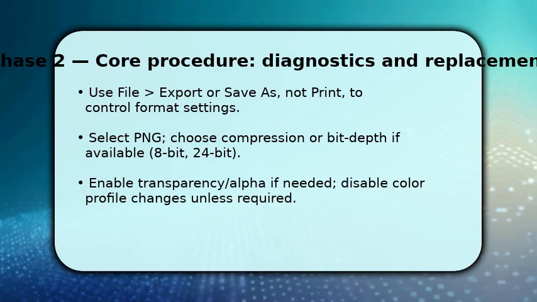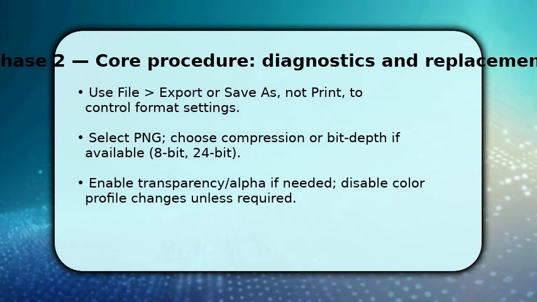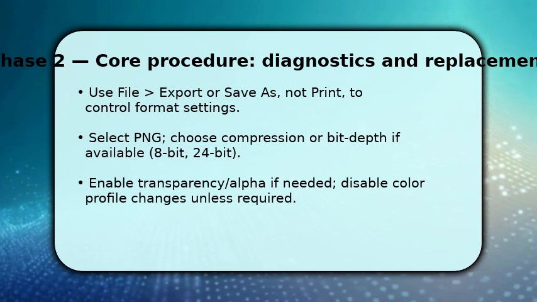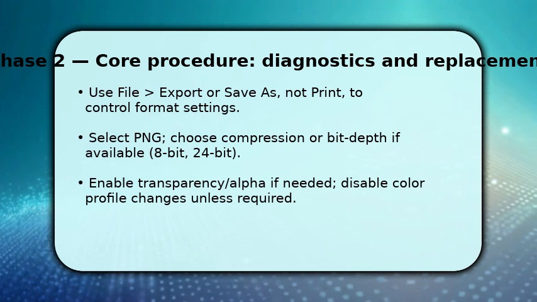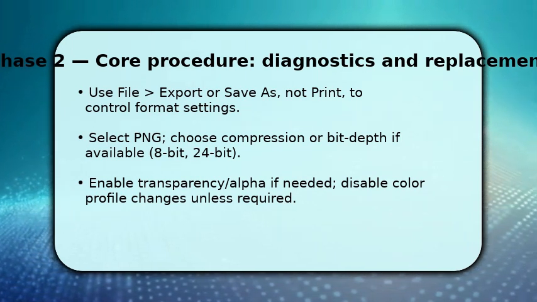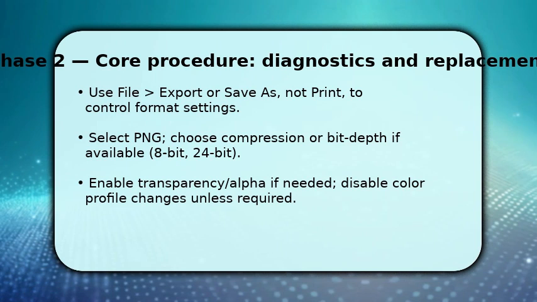If your image requires transparency, enable alpha or transparent background. Otherwise, keep it off to reduce size. Once settings are chosen, pick a save location and file name, then click Save or Export to generate the PNG.